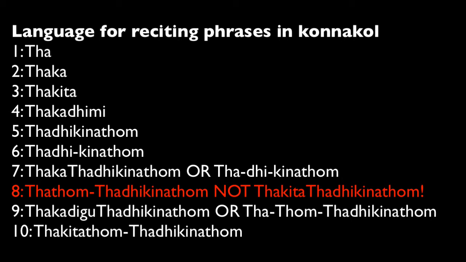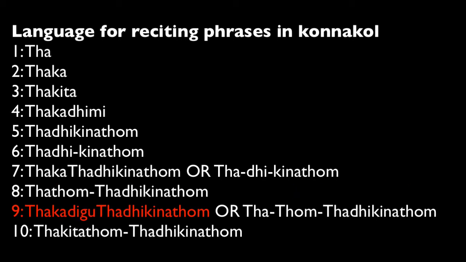It's a different phrase. So, the phrase for 9 beats is Thakadigu-Thadhikinathom, which in this case, we are adding 4 beats in front of Thadhi-kinathom. And again, these are not the 4 beats we use when reciting a phrase of 4, which was Thakadhimi. Another very common version of 9 is Thadhom-Thadhikinathom, which is an extension of the phrase for 8. And those of you who've been with me from the start of this series know that in episode 4, we saw how you can recite the phrase for 9 in 5 different ways, which are not this way. So there's definitely a lot of different things you can do here.